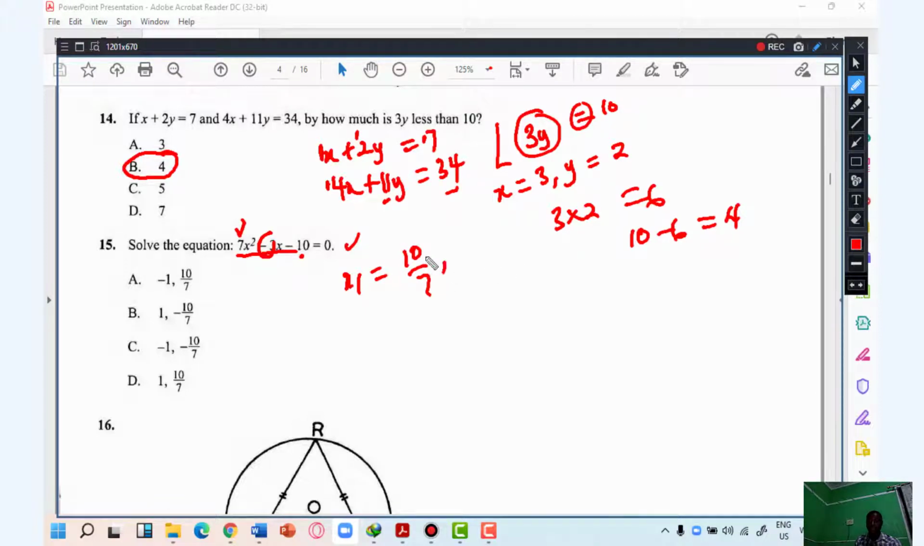Then s2 is equal to -1. So the answer is -1 and 10 over 7, which is a. Then you are done. So you use calculator, you get it easily. So let's move on. Good.